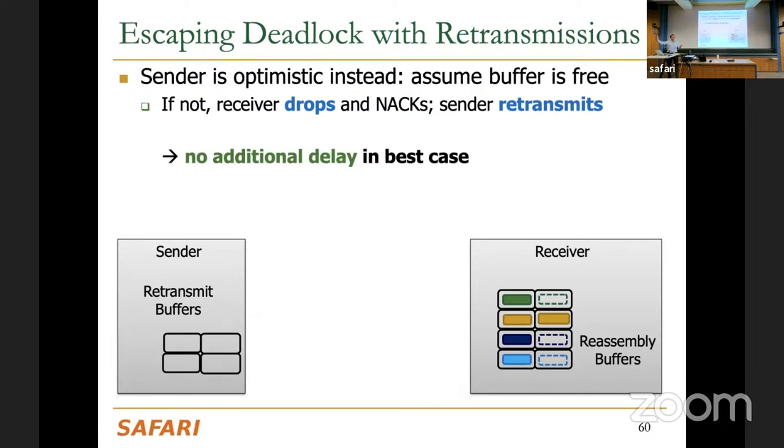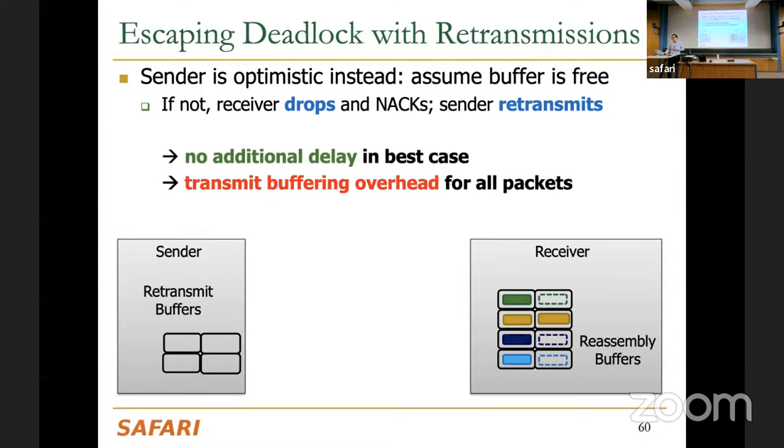If your buffers are available and you don't get NACKed, you don't need to retransmit, right? So that's good. But even though there's no additional delay, you need to size the buffers over here for all packets, because you cannot assume that once you send the packet, that packet is going to be buffered. You may need to resend the packet, basically, because your packet can get dropped. That's always a problem with dropping-based methods.